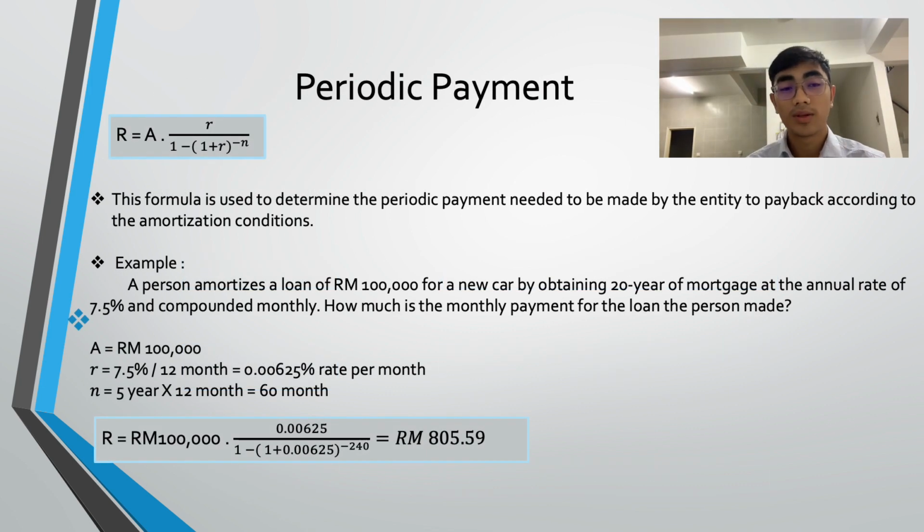Now let's look at the periodic payment example. The formula is used to determine the periodic payment needed to be made by the entity to pay back according to the amortization condition. For example, a person amortizes a loan of 100,000 for a new car by obtaining a 20-year mortgage at an annual rate of 7.5% compounded monthly. So how much is the monthly payment for the loan the person made? Okay, after determining the variables of the amortization and putting them in the formula, we get RM 805.95, which is the monthly payment.